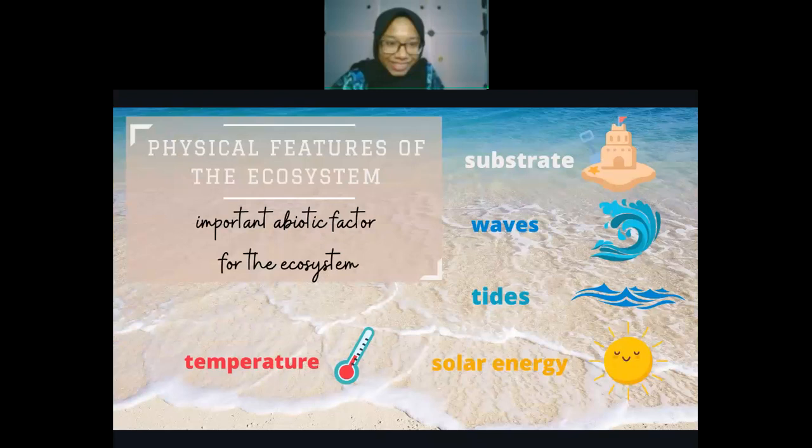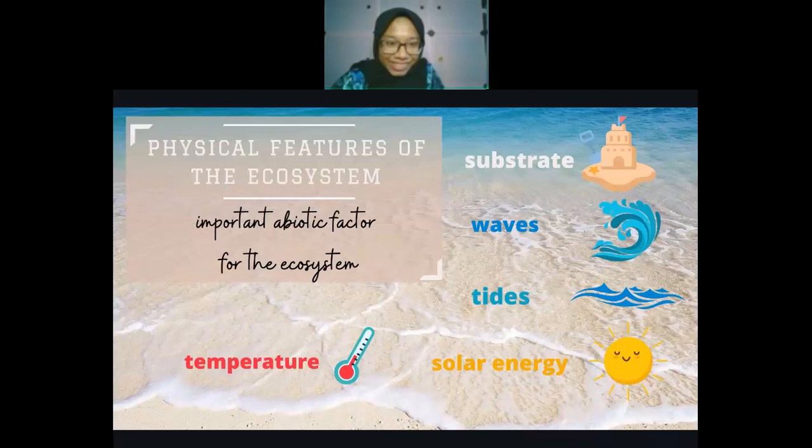The important abiotic factors for the sandy shore ecosystem consist of several factors, including the substrate itself, wave, tide, solar energy, and temperature. For the substrate, by its name alone, we know that this ecosystem's substrate is mostly built up by sand. Many organisms, such as crabs and other dwellers, depend on this kind of substrate as their shelter to protect themselves from predators and heat.